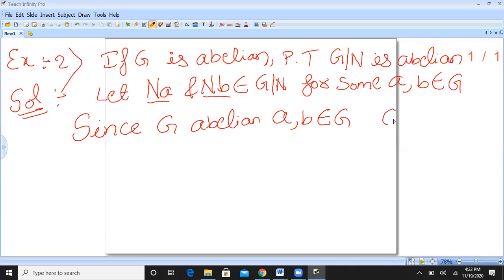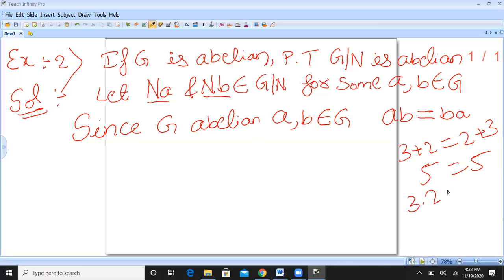For that we can write ab is equal to ba. Both of them belong to the same group. We can look at an example: 3 plus 2 is equal to 2 plus 3, which is 5. Or 3 into 2 is equal to 2 into 3, both values are 6. Similarly ab is equal to ba. It is the same formula. So this is how we write this.